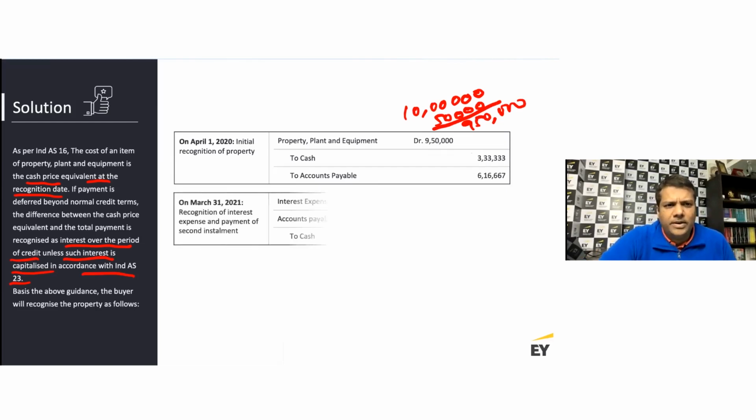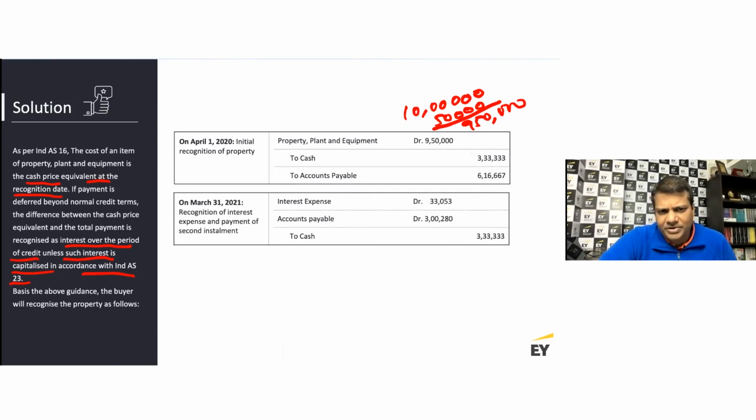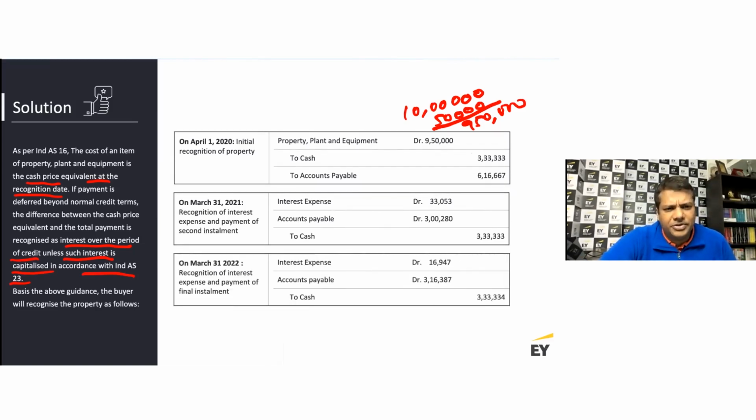Then I'm going to record an interest expense of 33,053 to accounts payable and to cash, and I'm going to record another entry, which is 16,000 interest, now I'm going to pay, and accounts payable of 3,16,000 to cash of 3,33,334 rupees. All right. Okay, so that's where we are, in terms of the overall situation, the accounting entries.